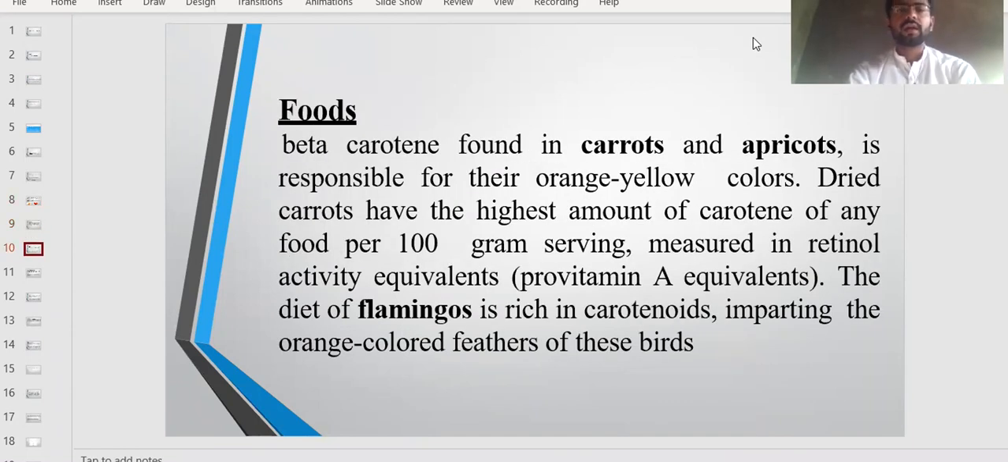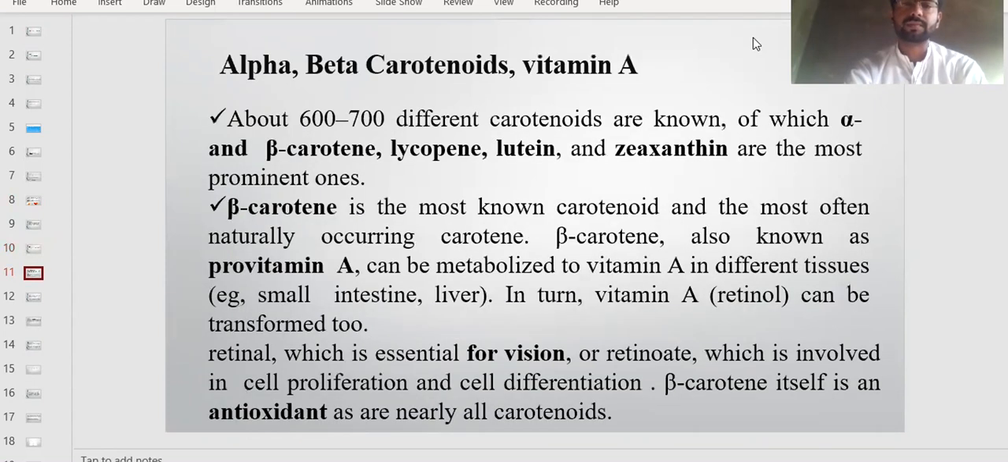Foods. Beta carotene is found in carrots and apricots and is responsible for their orange-yellow color. Dried carrot has the highest amount of carotene of any food per 100 gram serving, measured in retinol equivalent activities. The diet of flamingos is rich in carotenoids, imparting the orange color to the feathers of these birds. This is a structural classification of the carotenoids, like alpha carotenoids, beta carotenoids, and vitamin A.